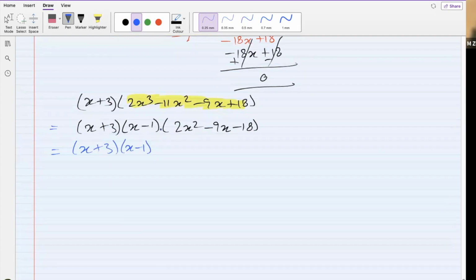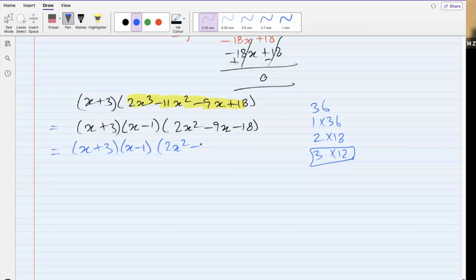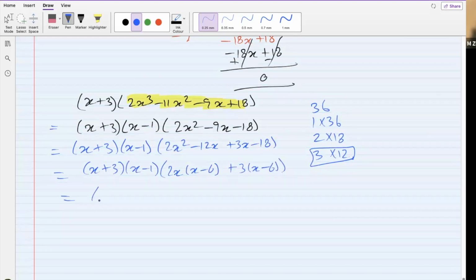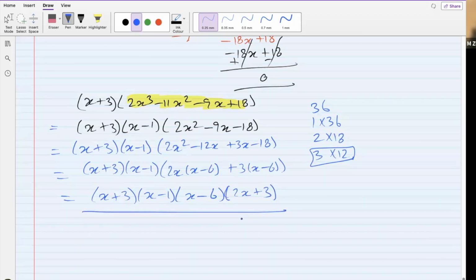And now this is a quadratic part. So we just split them. 2 into 18 is 36. 1 into 36, 2 into 18, 3 into 12. So we can adjust this. So 2x square minus 12x plus 3x minus 18. x plus 3, x minus 1. 2x as common, x minus 6. Plus 3 common, x minus 6. So x plus 3 times x minus 1 times x minus 6 times 2x plus 3. Complete.